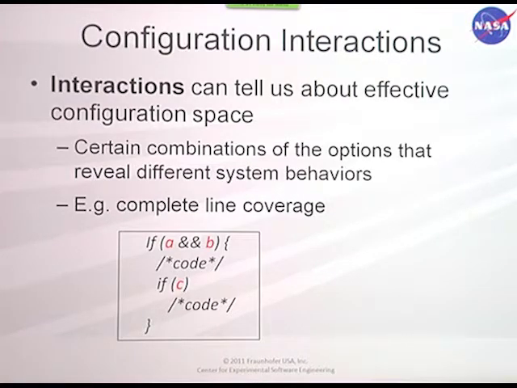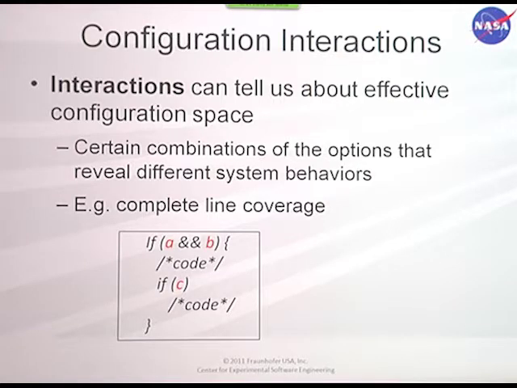So how does it do that? This comes to the concept of configuration interactions. These things called interactions can really tell us about the effective configuration space of the software. We define interactions as certain combinations of option settings that will reveal different behaviors of the software.